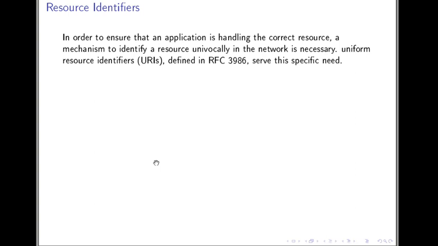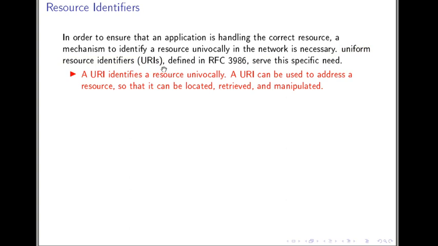Now the second important thing is the resource identifier. In order to ensure that an application is handling the correct resource, a mechanism to identify a resource univocally in the network is necessary, and the uniform resource identifier does this. A URI identifies a resource univocally. A URI can be used to address a resource so that it can be located, retrieved, and manipulated.